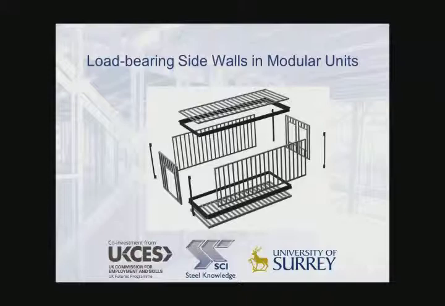So here we see an example of a four-sided module with load-bearing sidewalls and also with re-entrant corners to provide the attachment points. The walls are generally produced using C-sections that are 100 millimeters deep, and the floor joists and ceiling joists are typically 150 to 200 millimeters deep.